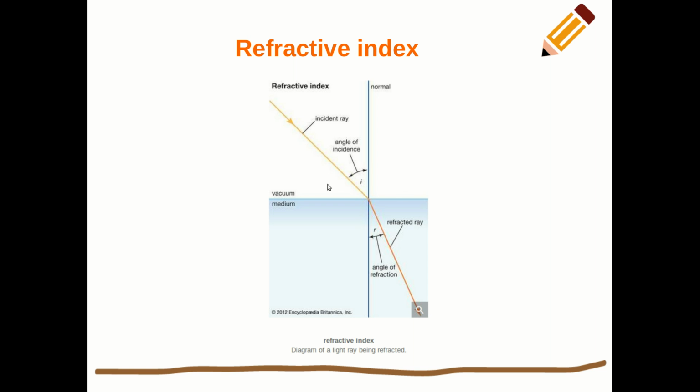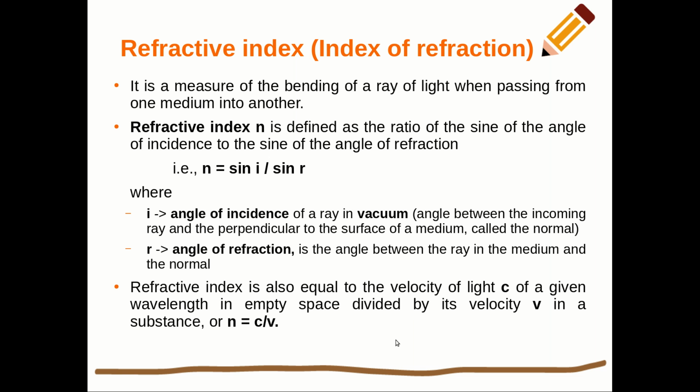Now how will we calculate the angle of incidence? Take the normal to the medium. The angle between these two is called the angle of incidence. Similarly, when it is refracted towards the medium, the angle between the refracted light and the normal to the medium, something like this, is the angle of refraction. So take sine of I divided by sine of R, and that will give you the refractive index of a given medium.